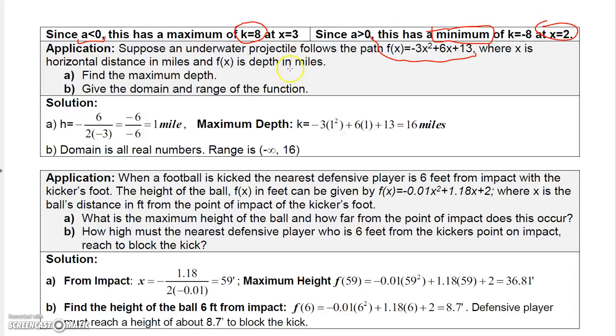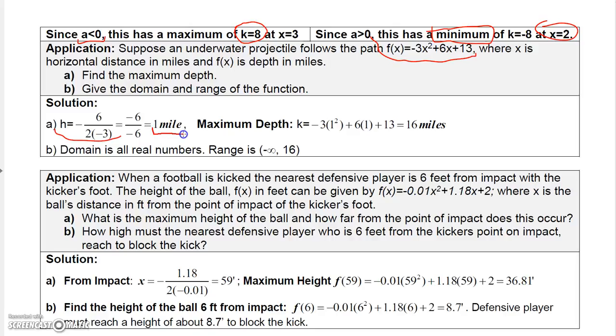where x is horizontal distance and f of x is the depth. So it says find the maximum depth. So basically, to find the maximum depth, we just need to find the vertex. So if I do minus b over 2a, that's going to be minus 6 over 2 times negative 3, so it's minus 6 over minus 6, which is 1.